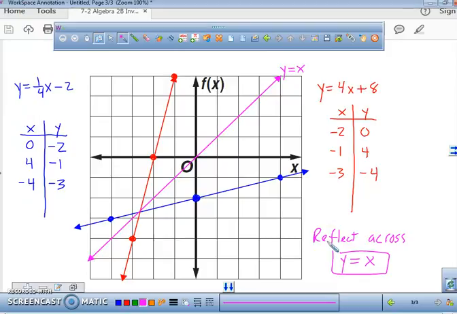So the first part of the problem, I asked you to find its inverse. The second part of the problem, I asked you to graph the original function, and then graph its inverse. And that's what you're going to be doing on problems 5, 6, and 7. This is problem number 7.